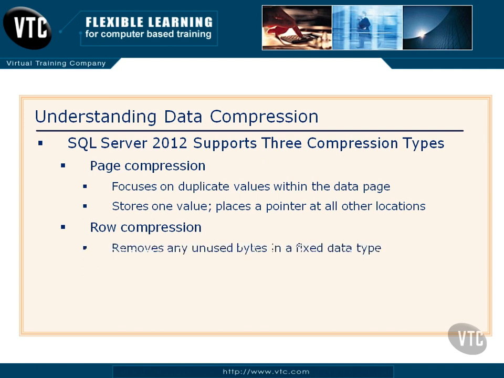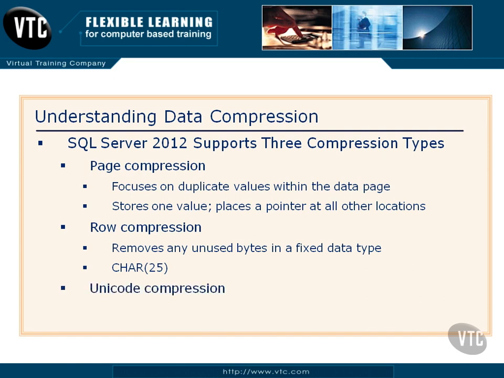Row compression happens when we remove any unused bytes in a fixed data type. Now think about this. If we've got a char(25) data type, meaning we've got a fixed 25 bytes set aside for space, but when we put data in there we only use, say, 10 bytes, well, there's 15 bytes of wasted space. It will remove that on row compression.